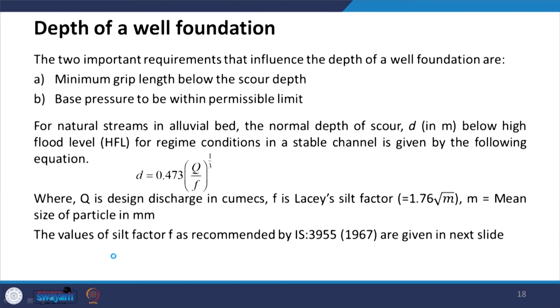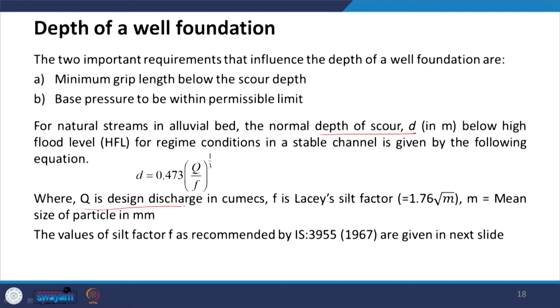Now, for natural streams flowing through an alluvial bed, the normal depth of scour D, in meters, below high flood level, denoted as HFL, for regime conditions in a stable channel, is given by the following equation. The equation listed here gives you the scour depth D. This is not the depth of well foundation; you are finding the depth of scour, and it depends on two factors. One is the flow Q, which is the design discharge in cumec.